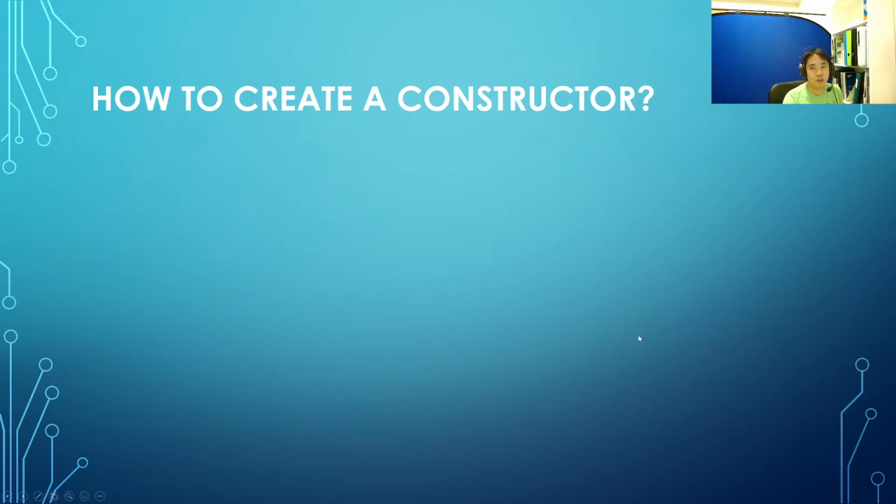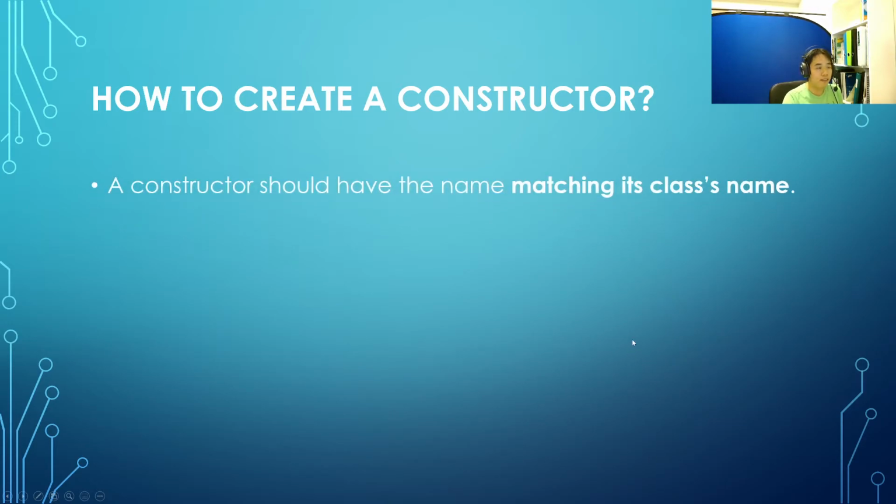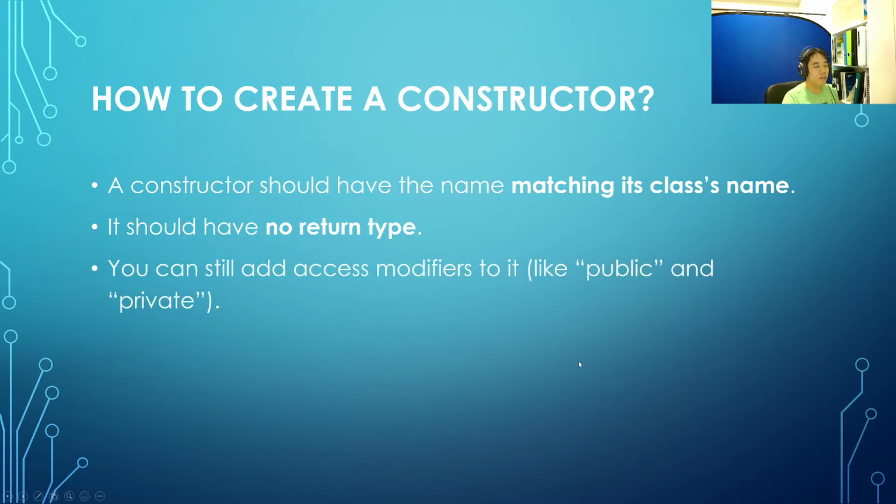How do you create a constructor though? Well, you should have the name of your constructor the same as the class's name, and it should have no return type. Okay, don't add a return type in a constructor. Okay, because that's not gonna work. And also, just like any other method, you can use any modifier you like.